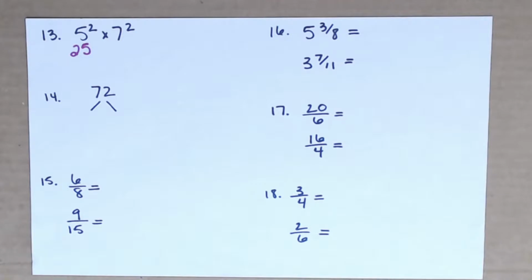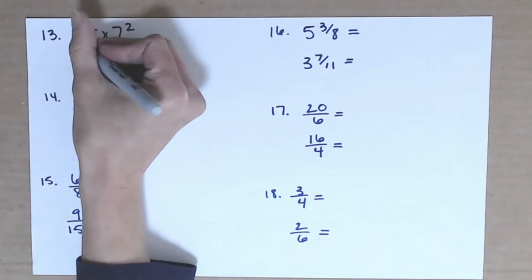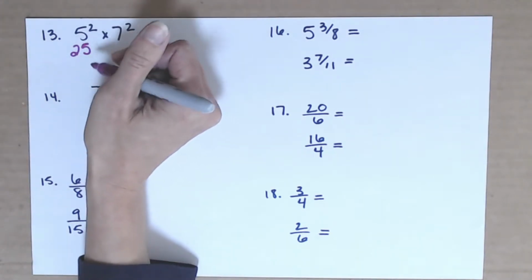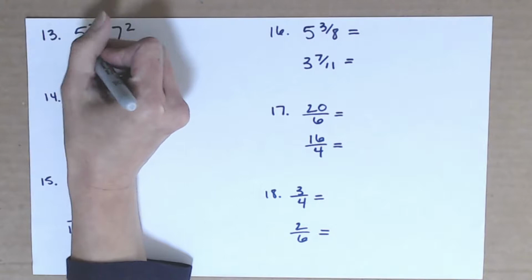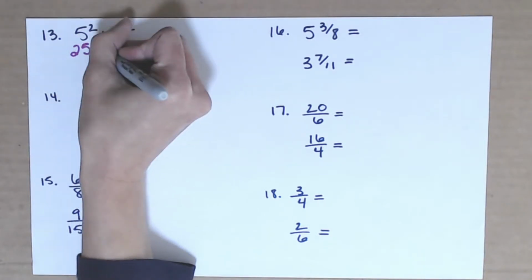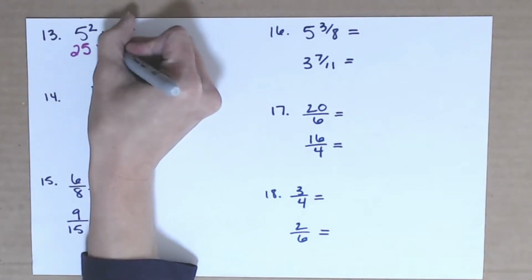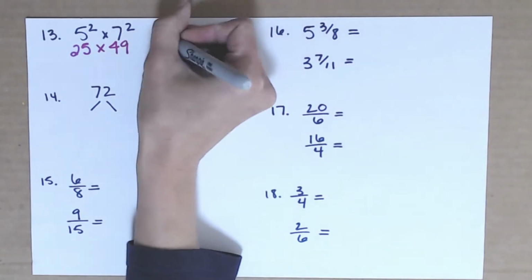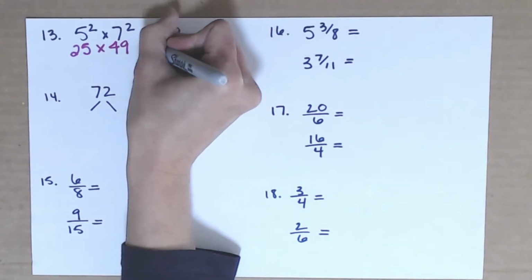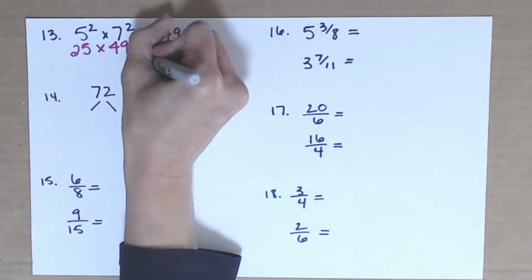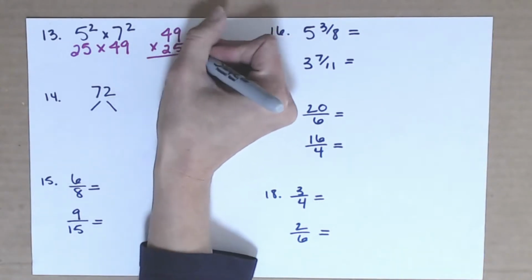Page 1979 of the textbook. We're going to start on number 13, which says find the value of 5 squared times 7 squared. To square something means to multiply it by itself. So 5 squared is 5 times 5, or 25, and 7 squared is 7 times 7, or 49. So we need to find 49 times 25.